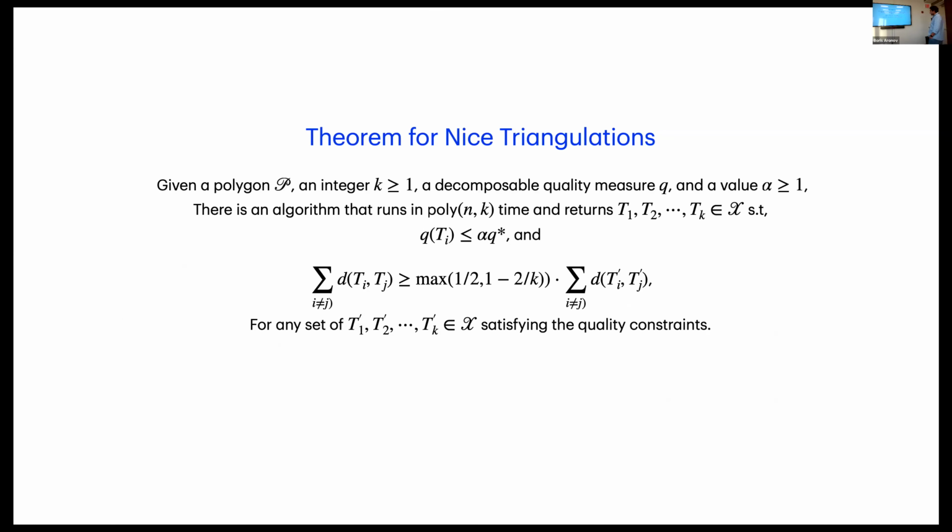That's the theorem for nice triangulations again, for those who want to see it one last time. The approximation factor: the quality is, even for the geometric knapsack, still within the bounds of the prescribed quality by the user. And the diversity is at least half, or even better if k is large, if the number of solutions is large.